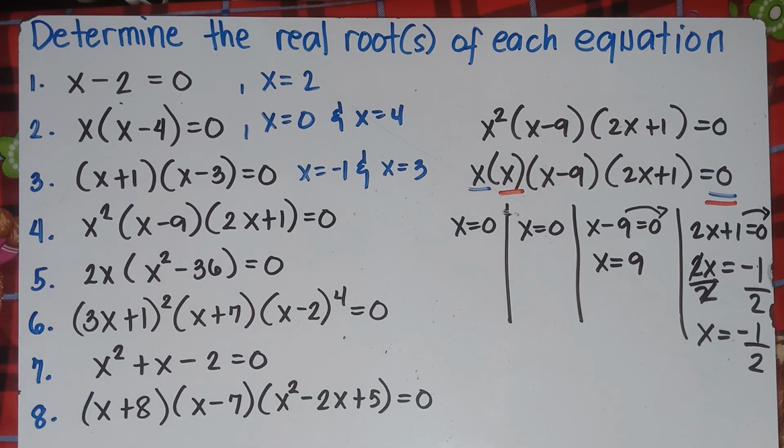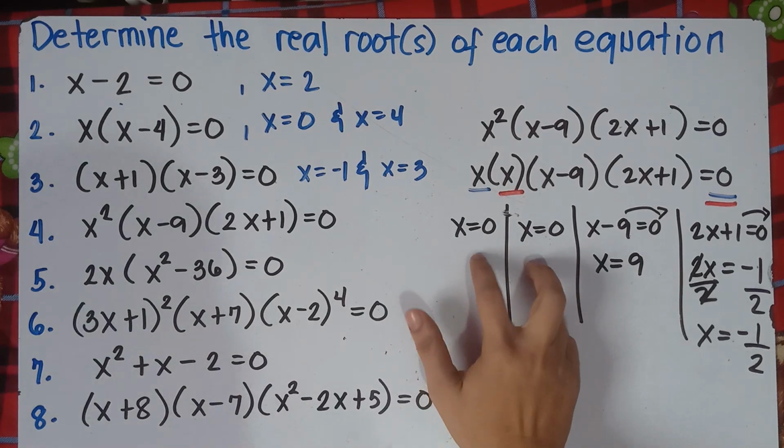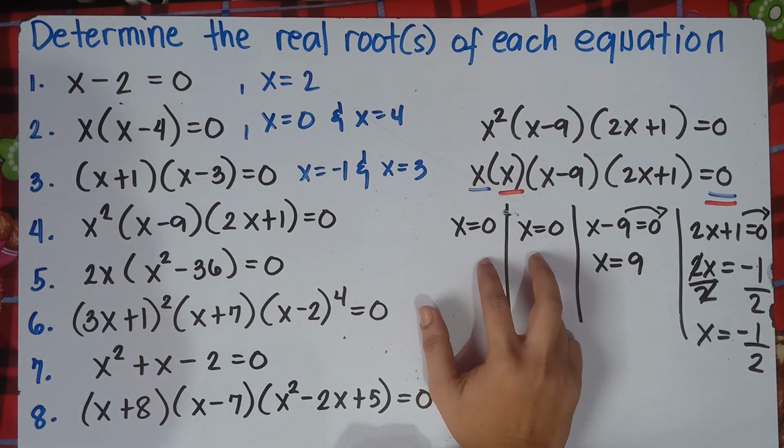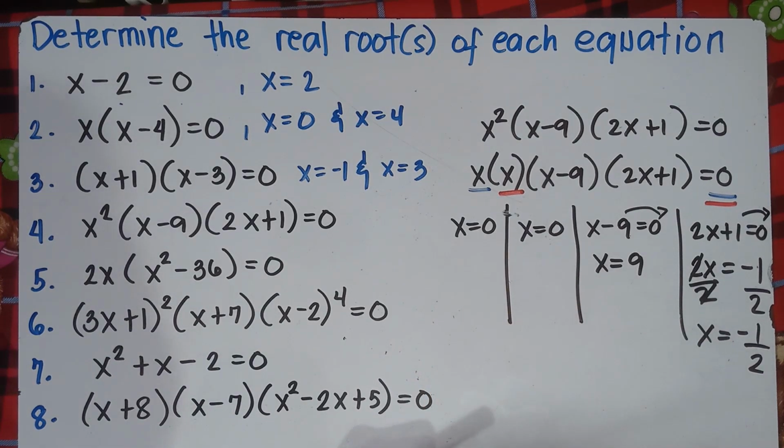Alright, so we have 0 with multiplicity of 2. Once again, class, we will explain the multiplicity of a number in the next part of our video. So we have x equals 0 twice, then x equals 9, then x equals negative 1/2.